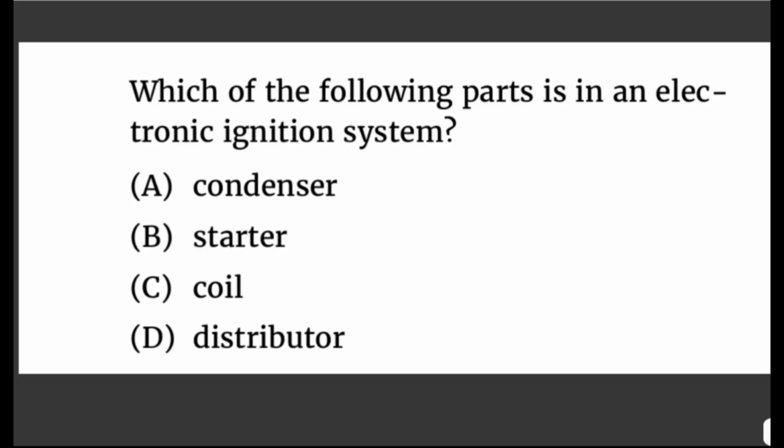Which of the following parts is in an electronic ignition system? A. Condenser. B. Starter. C. Coil. Or D. Distributor. The answer here is letter B. Modern electronic ignition vehicles still use a starter.